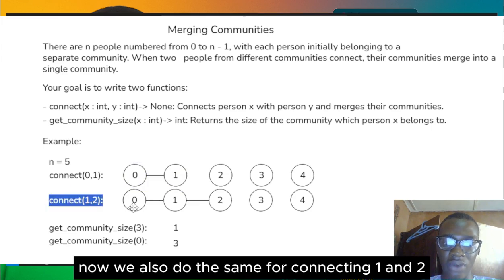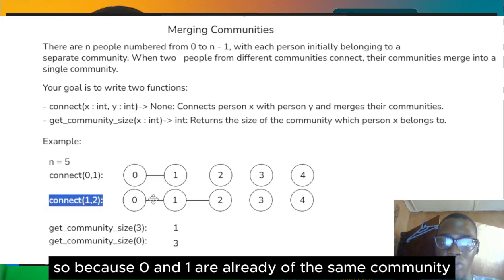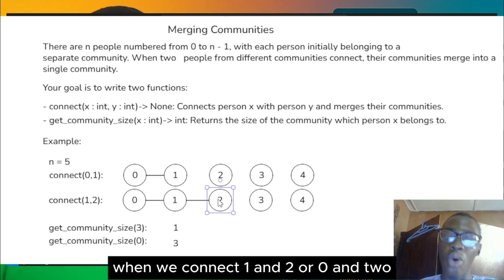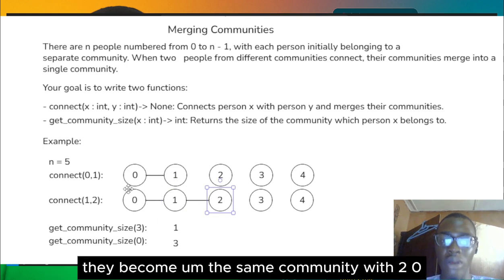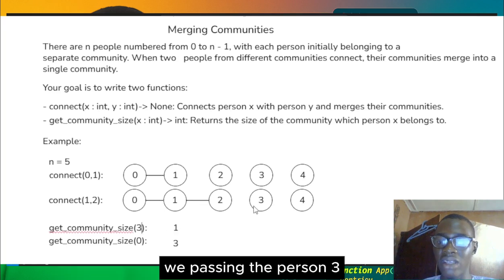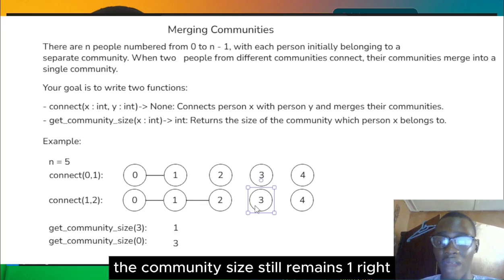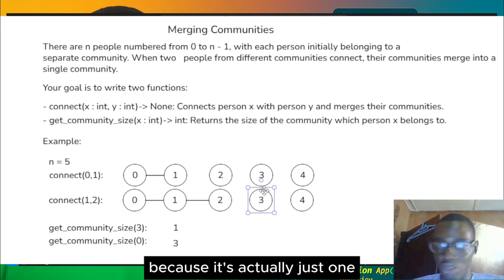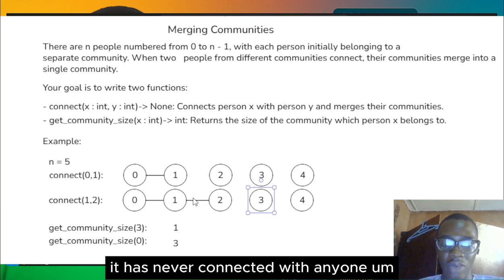Now we also do the same for connecting 1 and 2. Because 0 and 1 are already of the same community, when we connect 1 and 2, they become the same community with 2. 0, 1 and 2 are now the same community. So when we perform get community size of 3, right, we pass in person 3, the community size still remains 1, because it has never connected with anyone.